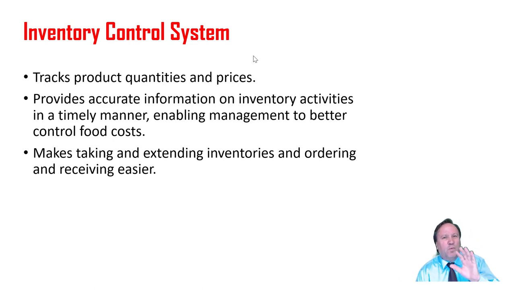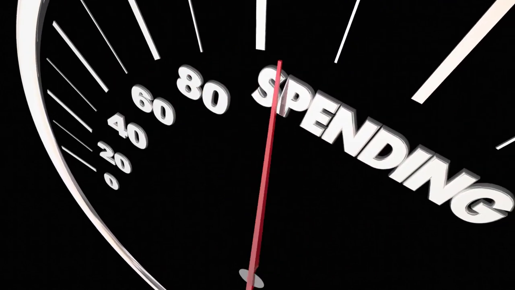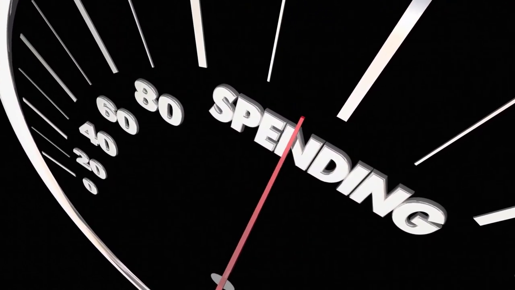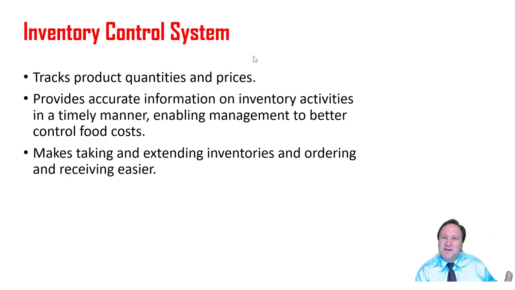So for that reason, what you can do is that it will give you alerts saying, look, you use a lot of this item and the cost for this item increased this week. Do you want to use a substitute? Maybe you're using asparagus, but the cost is so high as a side item, you can switch to beans for some time to be able to control the cost. Again, the main purpose of all of this is to control the cost so I can keep my food cost under 30% of the sales, so that I can make money, so that I can keep my restaurant open. It makes taking and extending inventories and ordering and receiving easier.